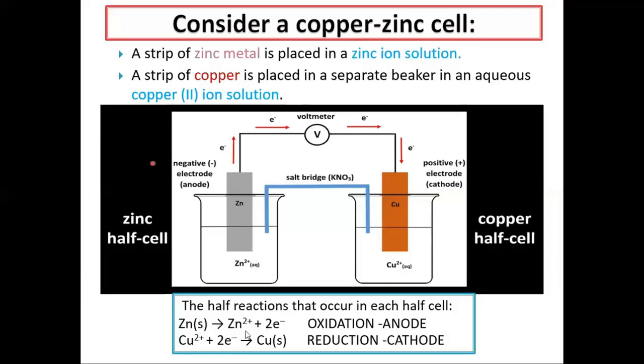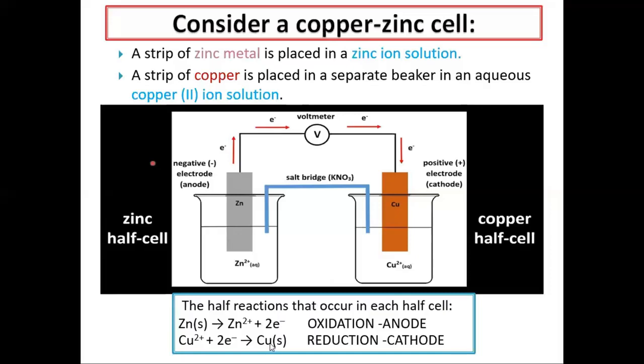Remember, matter is neither created nor destroyed, but can be changed from one form to another. So your equation must obey that law. And then copper is going to receive these electrons. It is copper solution. It's going to receive the electrons from zinc, and then it forms copper.